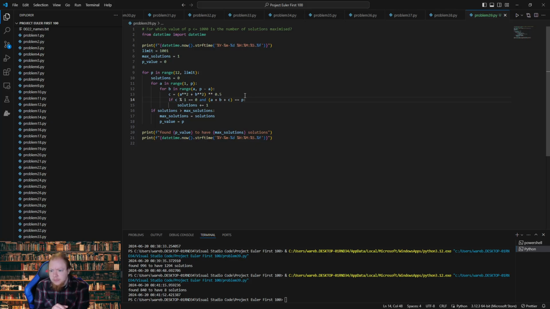And that gave us enough efficiency, and of course we did our normal thing: if the number of solutions is greater than the max solutions, we capture the max solutions and the p-value, which is throwing me off a little bit because p-value is also a thing in science, so it's not the greatest variable name. I'm gonna go ahead and change that to max p, even though it's not max solutions p. There we go. That's a better name.